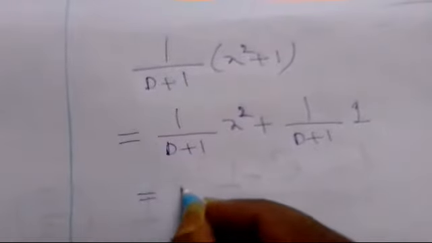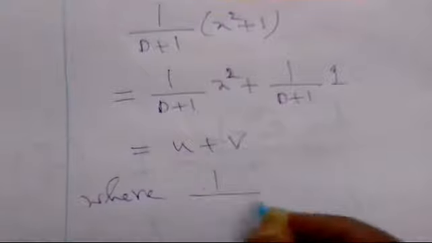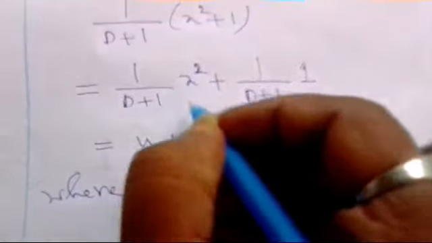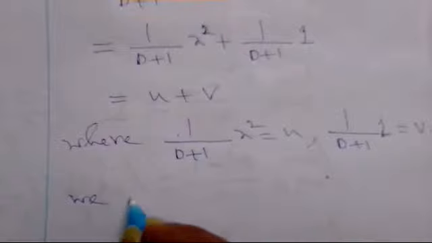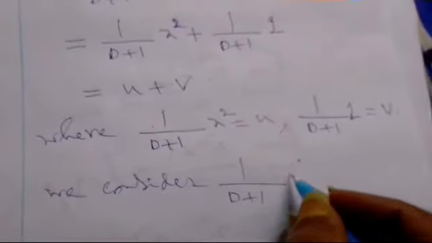If we take it as u plus v, where 1 by D plus 1 with x square is u and 1 by D plus 1 of 1 is v, then how to find this type of operator? We consider the first expression, 1 by D plus 1 of x square is equal to u.